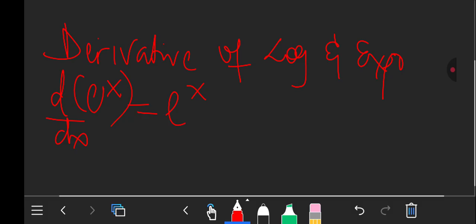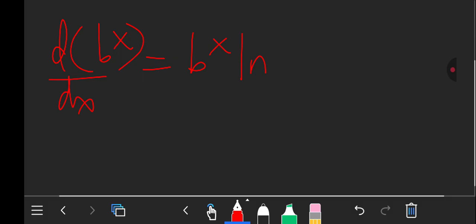What if you want to differentiate, let's say, b to the power x, with respect to x? The derivative is the same thing, b to the power x, then you multiply by ln b. You just write b to the power x, the same thing, then you find the ln of b.